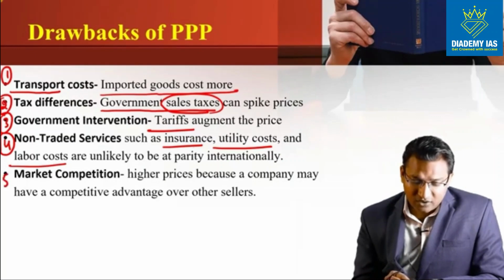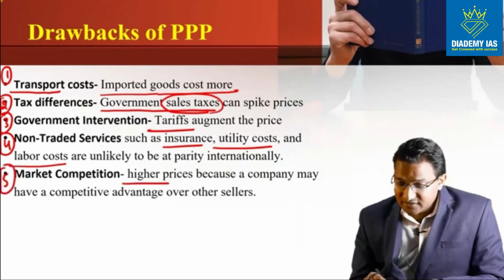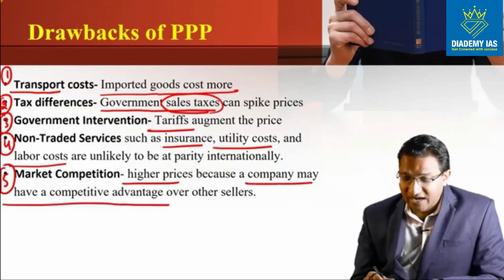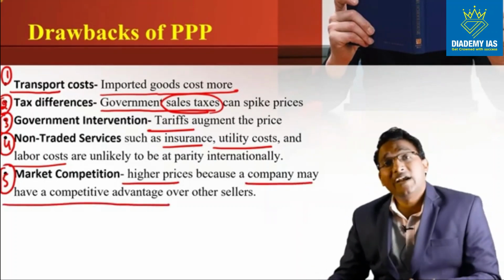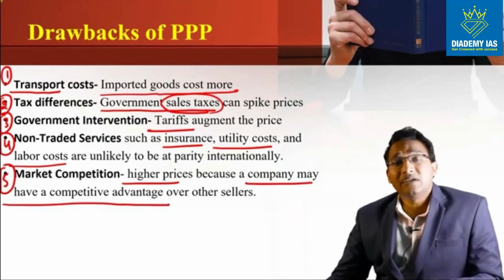And last, market competition. Higher prices can be there because a company may have a competitive advantage over the other sellers. So that can be one reason where the PPP may fail.